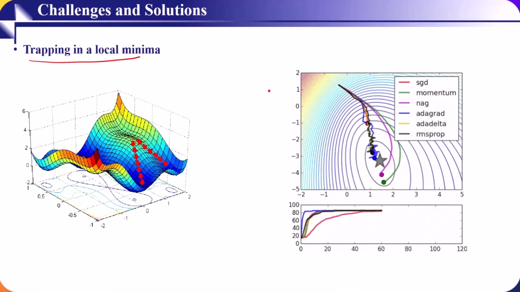Another problem is trapping in local minima. Most artificial neural networks use non-convex loss functions, meaning the optimization process can easily get trapped in local minima. So the solution is we can go for momentum, we can go for SGD, stochastic gradient descent. As you can see in this graph, when we start from this point here, if we go in this direction, we may go to the global minima. But if we go in this direction, we come to the local minima.